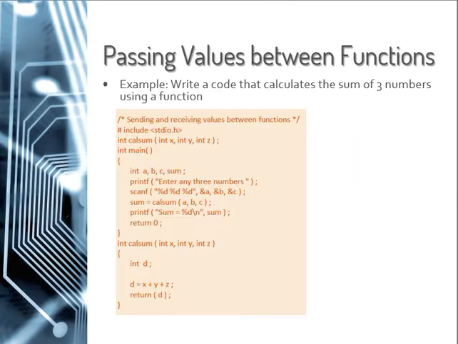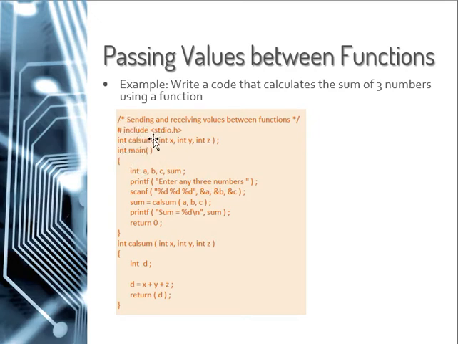Okay. Now, this is the code. Here, we include stdio because we will be using the functions found inside stdio, such as printf and scanf. Next, we write the prototype of the function that we will be using. A function that sums three numbers, we call calsum. This is just an example. You can name your function any way you like.